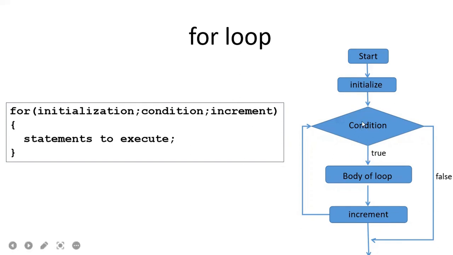So until that condition gets false, it will continue to execute whatever the statement inside this body of the loop, and then once it's false, it will terminate the loop. So this is the execution method that the for loop is going to use. You will understand this more clearly once we discuss a simple example.